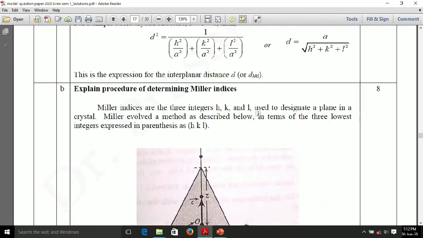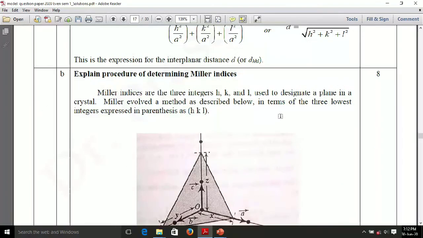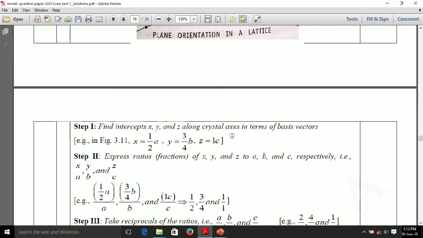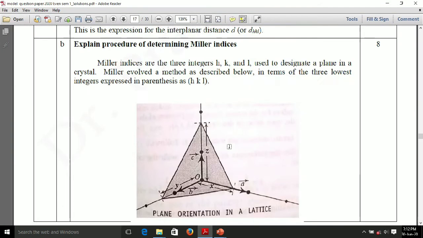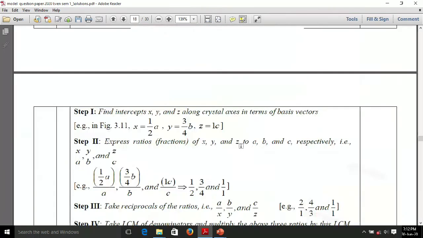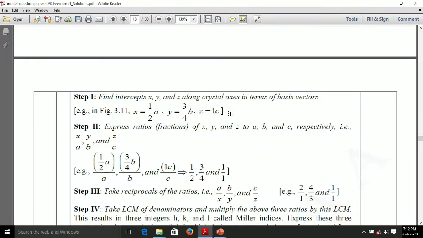Procedure of determining Miller indices, 4 steps have been discussed. This diagram is required to explain it because we are taking an example. The question says: explain the procedure of determining Miller indices. So in order to explain the procedure, taking an example is essential, and in each step explain the procedure. Find intercepts x, y, z along the crystal axes in terms of basis vectors. This is the procedure and this is an example.